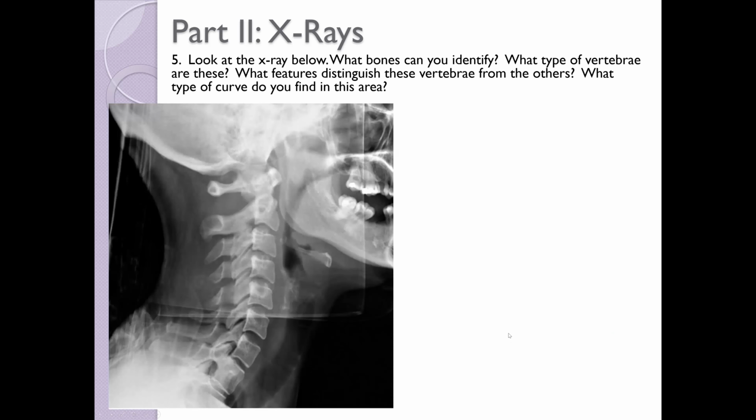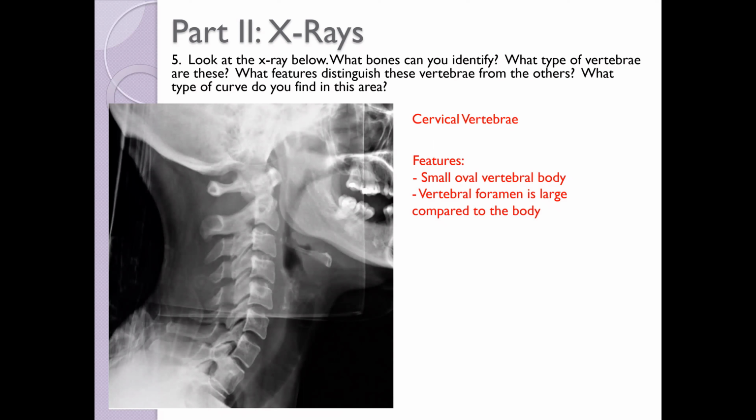So we'll look at the second part of the question now. What type of vertebrae are these? Even though we have one T1, these are primarily cervical vertebrae. You can see all 7 cervical vertebrae in this image. So distinguishing features of cervical vertebrae: they have a small oval vertebral body. The vertebral foramen is large compared to the size of the body.